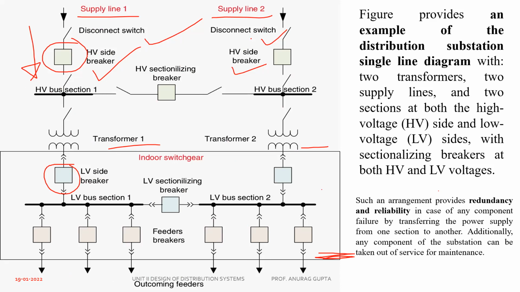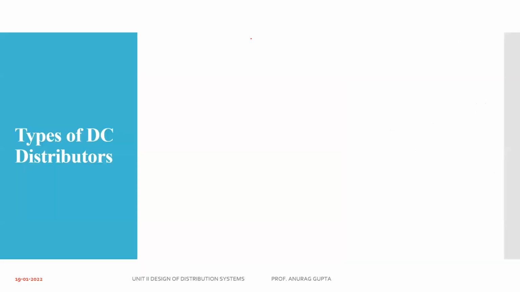Clear. So in this system, of course, the system cost will be increasing, because if you are making a parallel system, it means the system cost will be increasing. But on the other hand, reliability and security will be high on the consumer side.